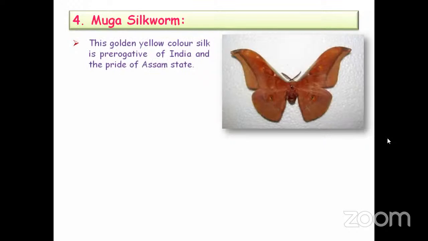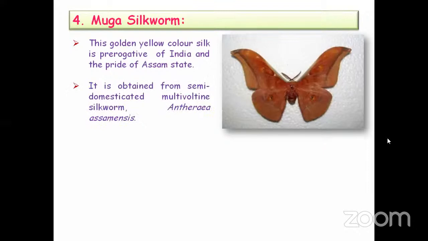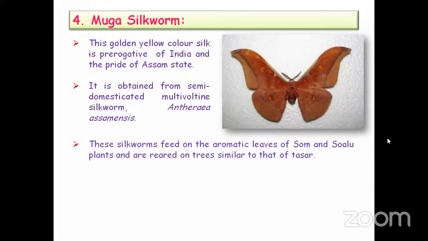Okay, then the Muga silkworm. This golden yellow colored silk is a prerogative of India and the pride of the state of Assam, and is obtained from the silkworm Antheraea assamensis, which is a multivoltine species. In the next slides or the next lecture, I will tell you what voltinism is.